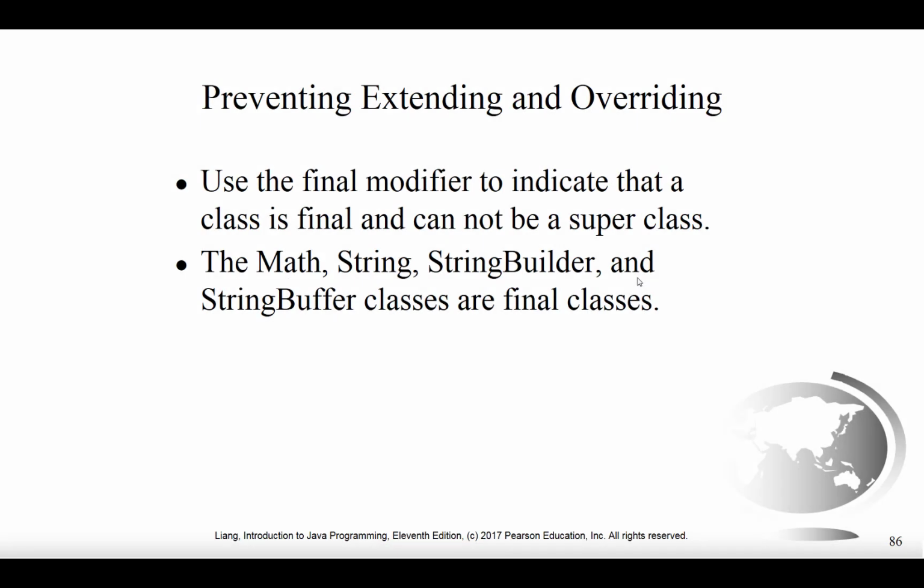Sometimes you might write some code that you do not want someone to be able to extend or override. In other words, you don't want classes to be able to inherit from you. There's a way that you can prevent inheritance and overriding by using something called the final modifier. We'll see an example of that in the next slide in a moment. The math and the string builder classes and the string buffer as well are all final classes. You're not able to extend from them, so you can't make your own child classes that derive from any of these four classes, and the reason you can't is they have been declared to be final classes.